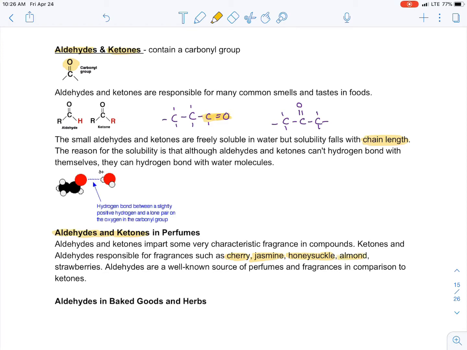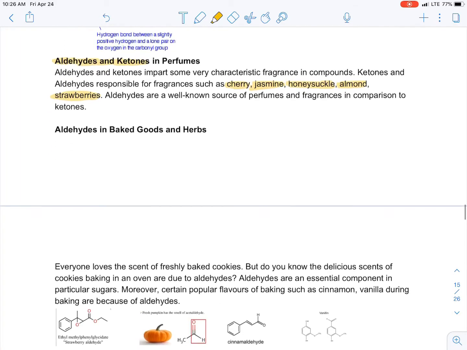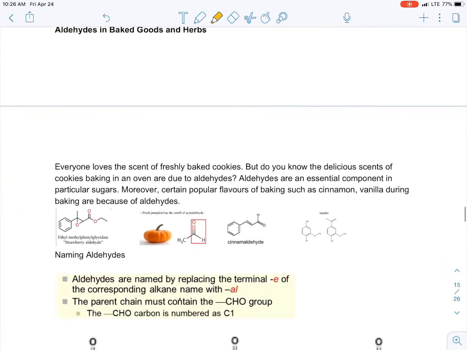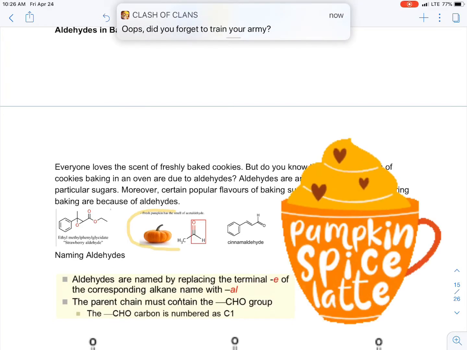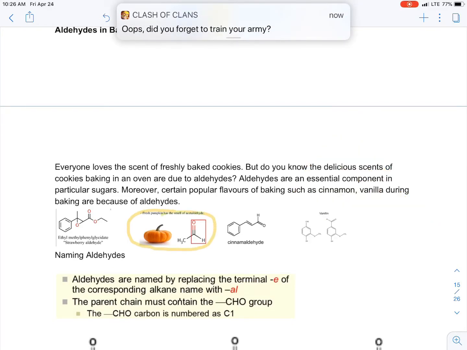Almonds, that smell of almonds, and the smell of strawberries. Oh, those things all smell so good and sweet, right? And that's the aldehyde ketone smell. Okay. Now, how many people like baked bread, right? And the smell of herbs, oh, that smells so good. So aldehydes, pumpkin smell. Oh, there's your pumpkin smell right there.